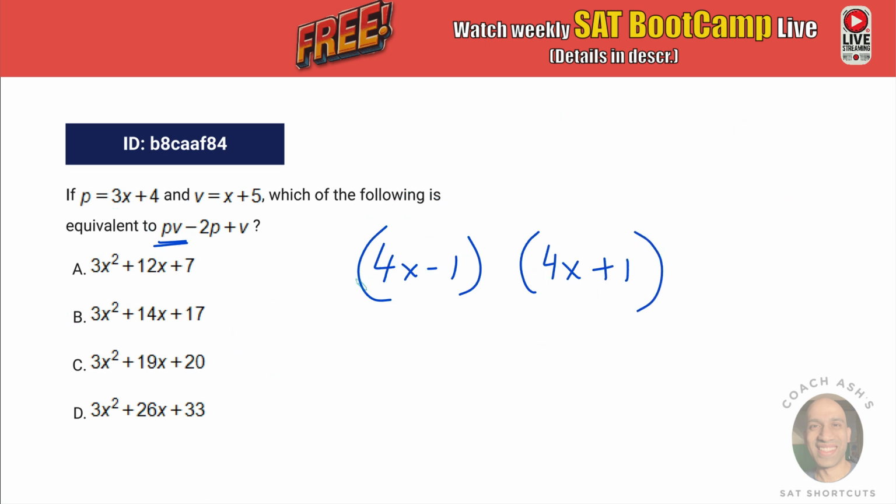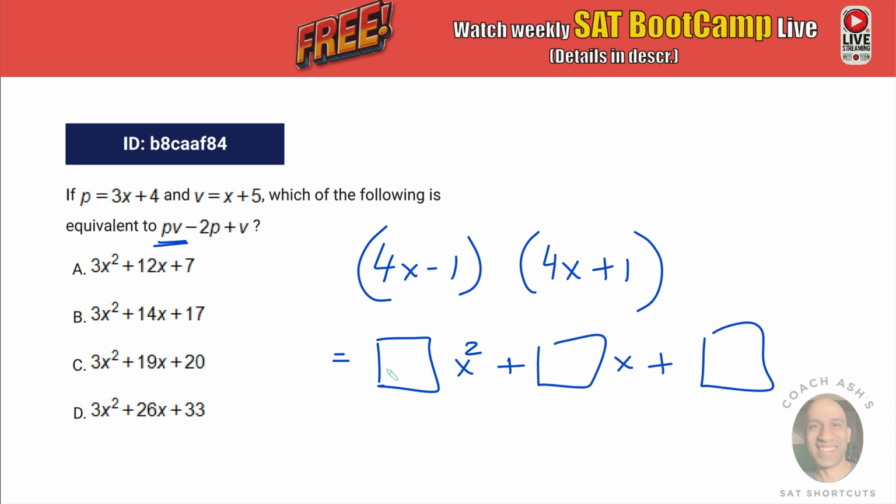Now I got another simple problem for you, nothing complicated like this. 4x minus 1 and 4x plus 1. When you FOIL it, what is the number that you get in front of the x squared? And what is the number that you get in front of your x? And then what is the number that you get here? Sometimes these are represented as A, B, and C. So my question for you is, what is A plus B plus C?